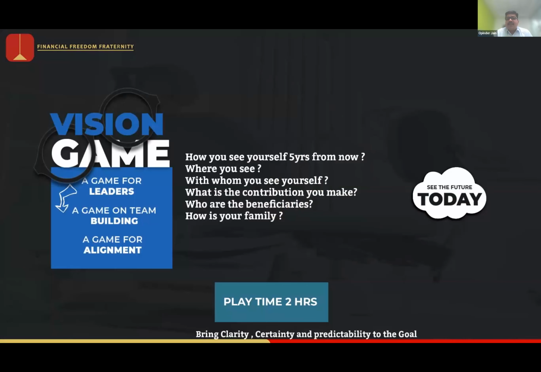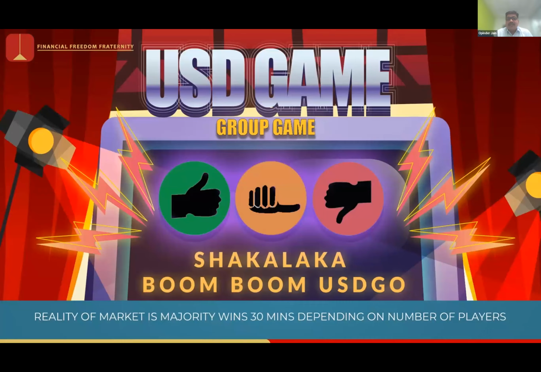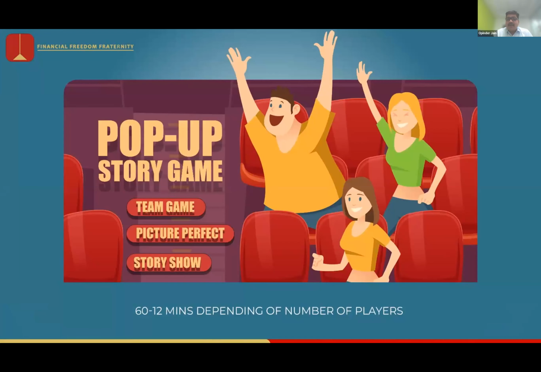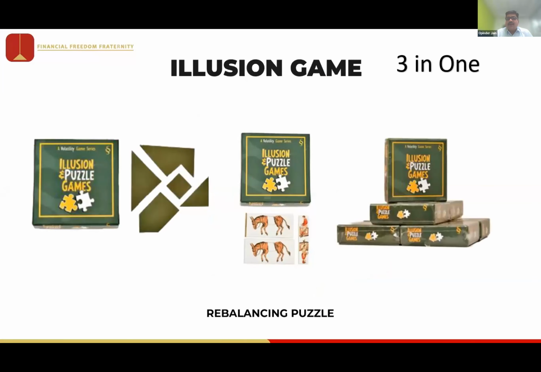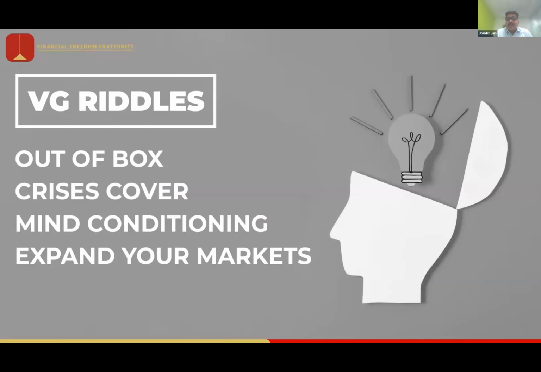And these are some of the games which are being shown. These are some of the games which we already have and which we are going to launch there. And these are all games for engagement with clients, and not just clients.